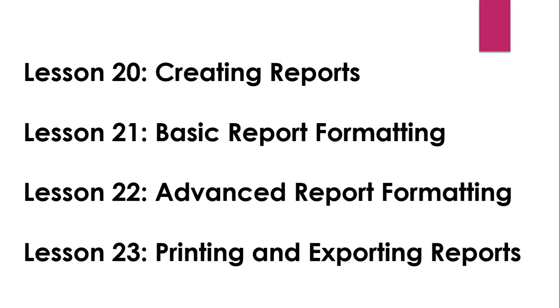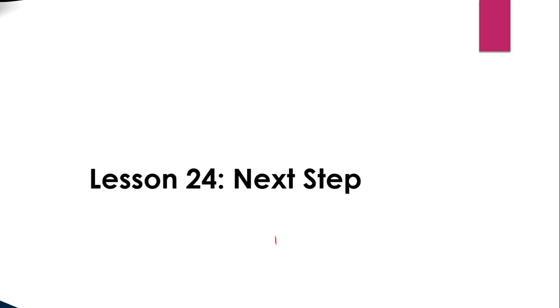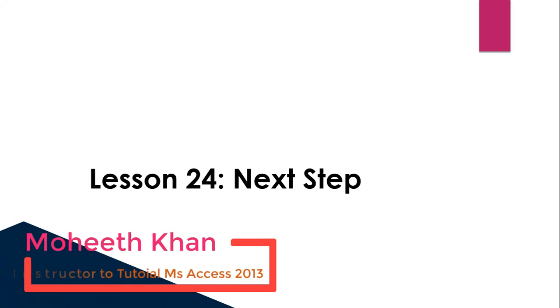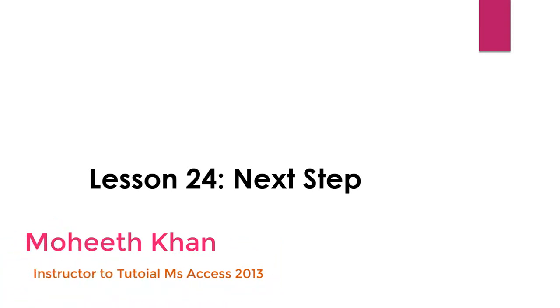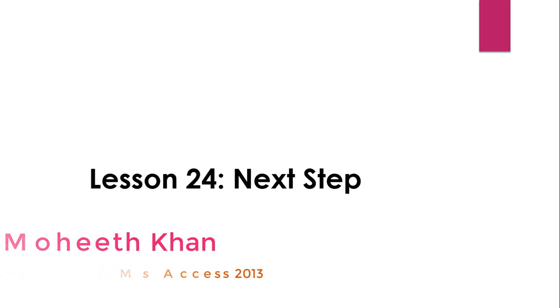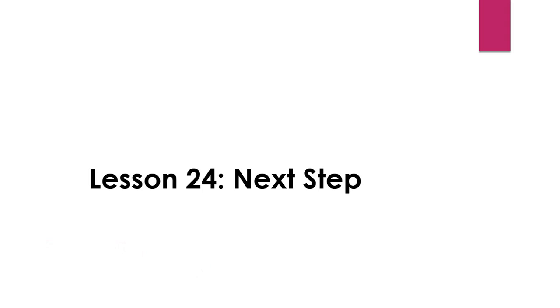And this section contains 4 lessons. Lesson 20, Creating Reports, covers all the different ways that you can create reports in Microsoft Access 2013. Lessons 21 and 22 deal with how to format specific reports. And Lesson 23, Printing, covers printing and how to export those reports to other programs. And in the last video, Lesson 24, Your Next Step, which is kind of a conclusion for this course. Now that you have watched everything in this course, where do you go from here? Well, that lesson will tell you.